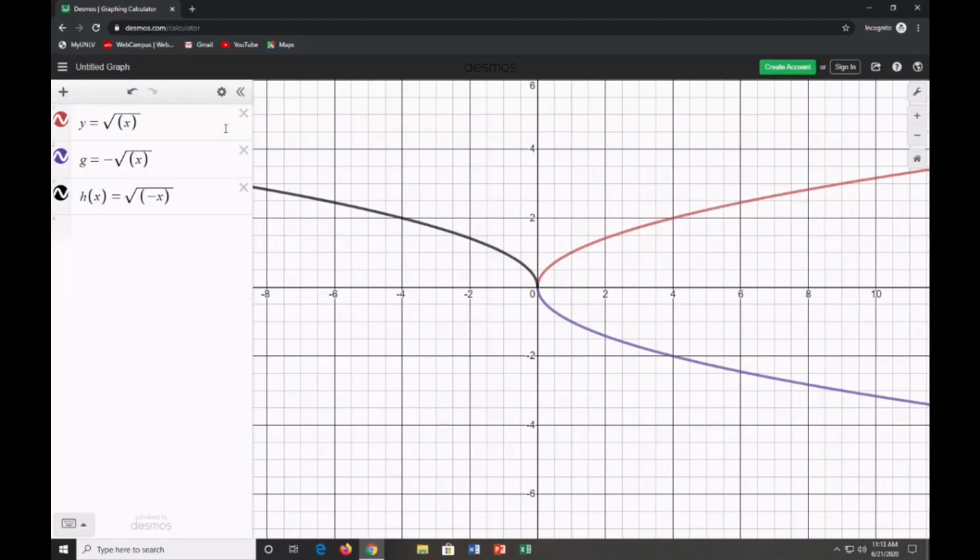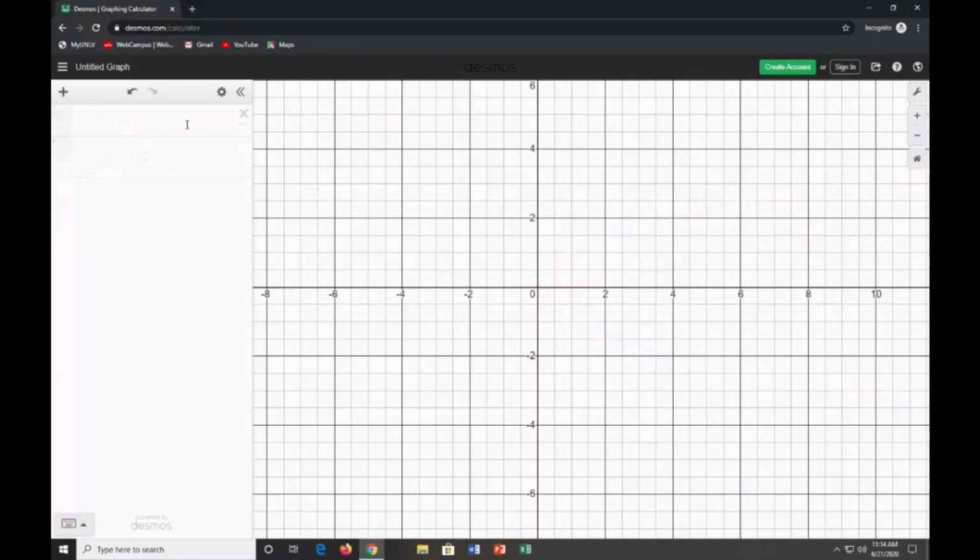So we did that for the square root function. You can see the effect. I hope you can see the effect of the minus when it's outside and in front, and when it's inside. When it's outside, it flips the graph across the x-axis. When it's inside, it flips the graph across the y-axis. So let's do the same thing, the same examples, for the absolute value function.